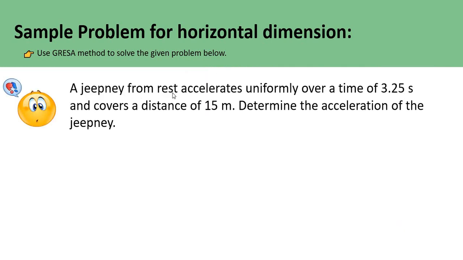A jeepney from rest accelerates uniformly over a time of 3.25 seconds and covers a distance of 15 meters. Determine the acceleration of the jeepney. First, encircle the given in the problem. Again, the word rest means that the initial velocity of the jeepney is 0 meter per second because it is not moving. 3.25 seconds is the time, and 15 meters is the distance.